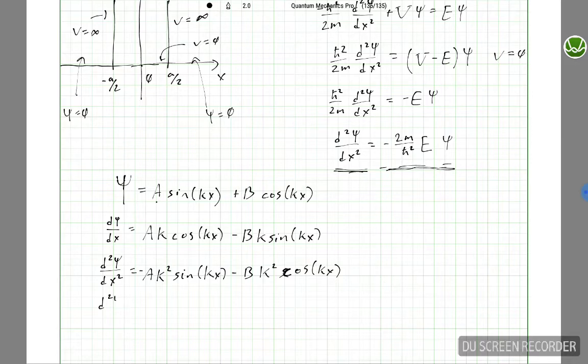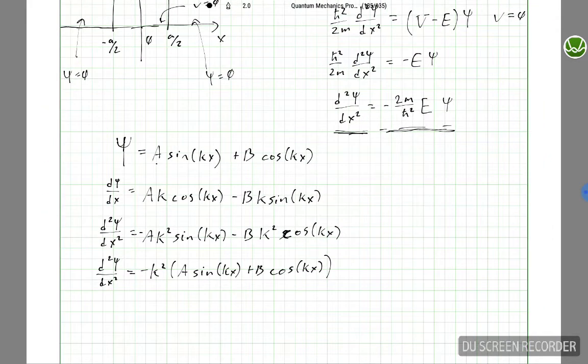And as we can see, that's the same as taking our original function. I could factor out a negative k squared, and then I just get negative k squared times my original function. So either cosine or sine or a linear combination of both satisfy that. So we know this. We don't know A or B.